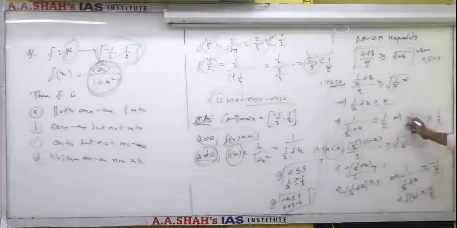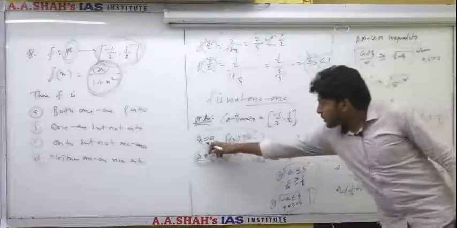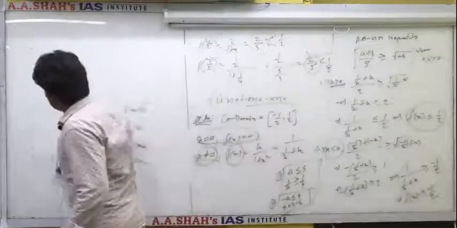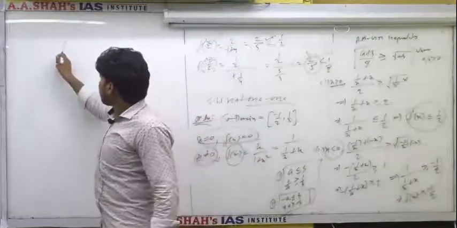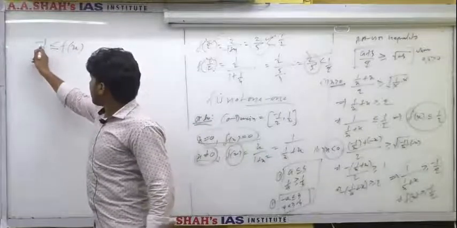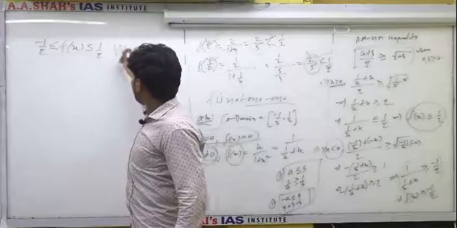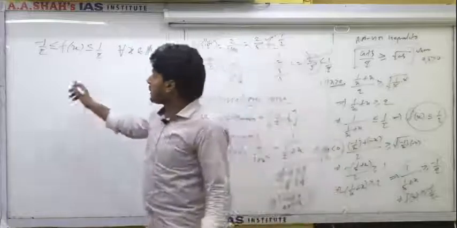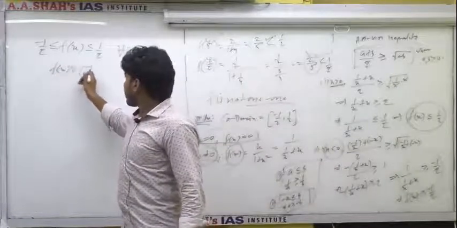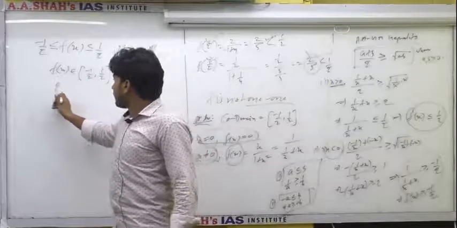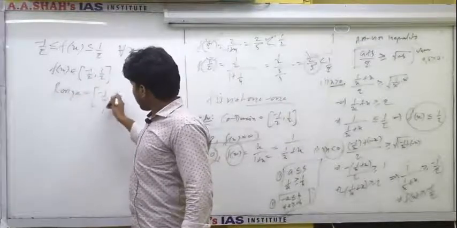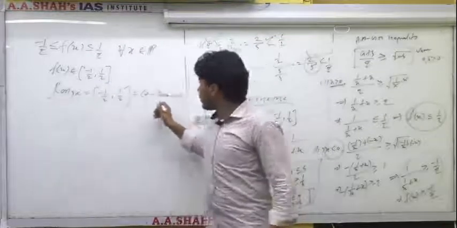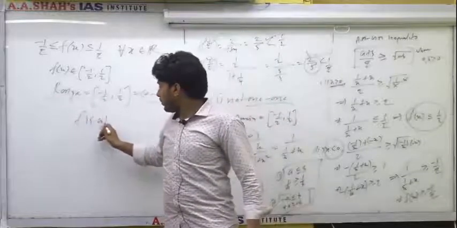When x is positive, f(x) is less than or equal to 1 by 2. When x is 0, f(x) is 0. So we conclude f(x) is greater than or equal to minus 1 by 2 and less than or equal to 1 by 2 for all x belonging to R. The possible values of f(x) are called the range. So the range is the closed interval minus 1 by 2 to plus 1 by 2, which is equal to the codomain. Since range is equal to codomain, f is onto.